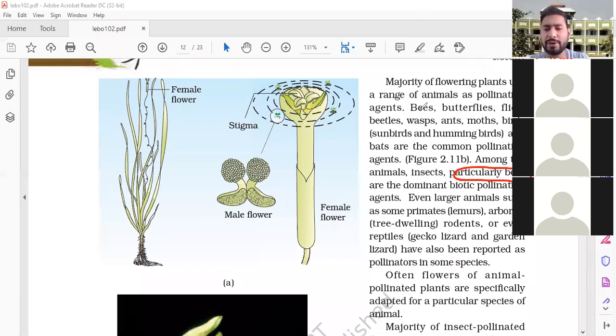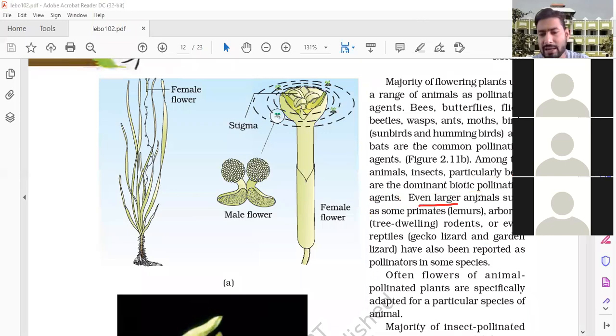Okay, so now you can see here, they are saying particularly bees are the dominant biotic pollinating agents. So bees are the particularly dominant biotic pollinating agent.